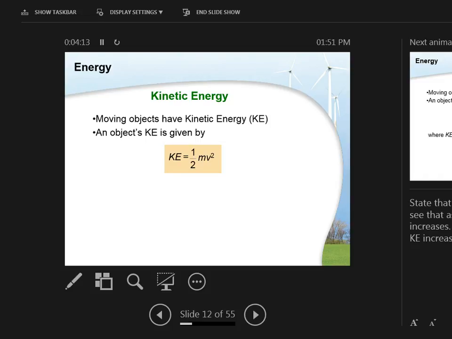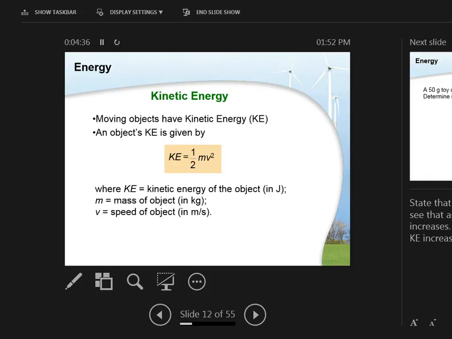When I asked you about the ping pong ball and the bowling ball, they're different mass, same speed. We know that the bowling ball has greater kinetic energy because of the mass. Likewise, as your speed increases, your kinetic energy also increases. So you need to memorize this. Mass must be in kilograms. The speed will be in meters per second. These are SI units, and your kinetic energy will therefore be in joules.